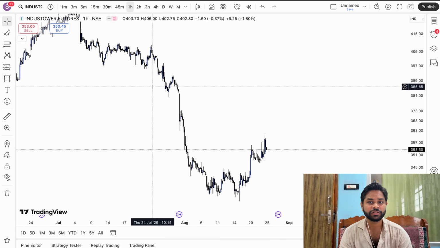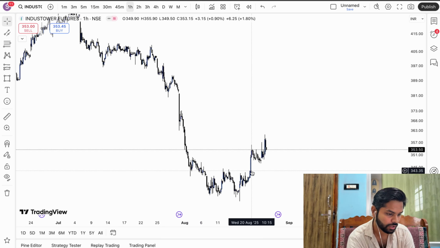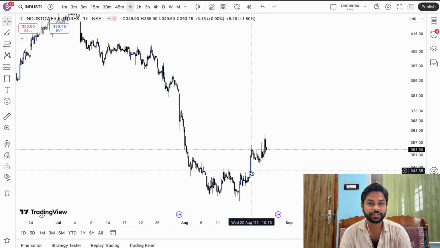So this is a chart of the stock Indus Tower. I took this trade on 20th of August and I held it for 2 days. Now I will explain the reason why I took this trade, and the reason behind holding it and taking the long position.